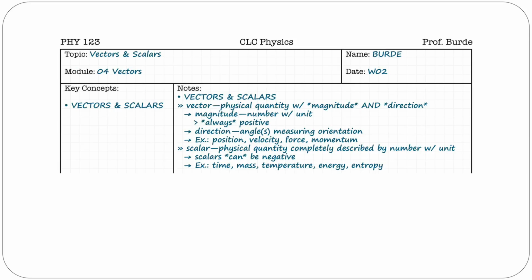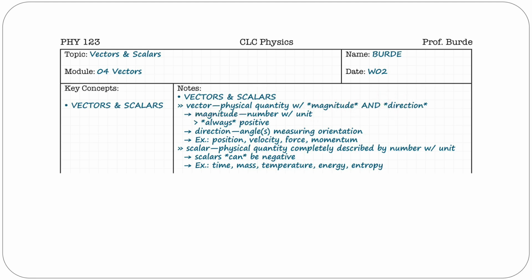This is the first lesson of Module 4 on vectors. Here we are introducing the idea of vectors and scalars. These are two different types of physical quantities that we're going to see in this class. A vector is a physical quantity that has a magnitude and a direction.